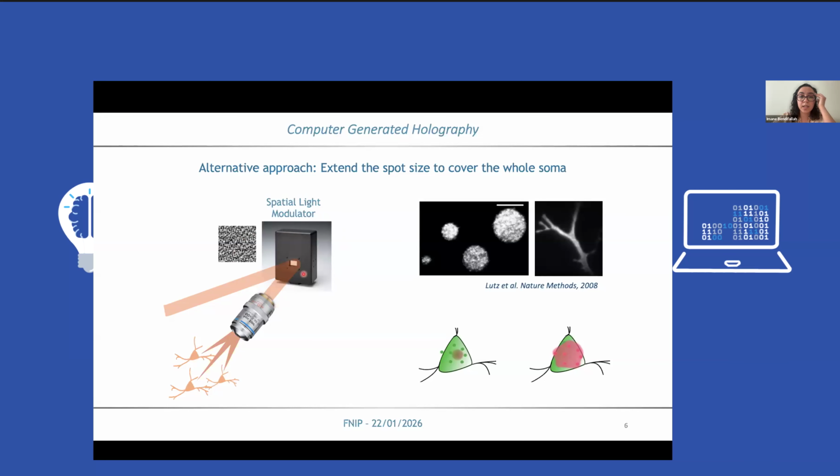And so the lab has developed a technique called computer-generated holography. It uses a spatial light modulator, which is a device that can modify the phase of the incoming beam to produce shapes in the focal plane. So you can choose the shape that you want. Here, for example, a dendrite was reproduced. You can also choose to draw spots. You can draw multiple spots, so you can access multiple targets simultaneously. And in our case, what we want to do is to extend the size of the spot to cover the whole soma of the cell and to excite it more efficiently.